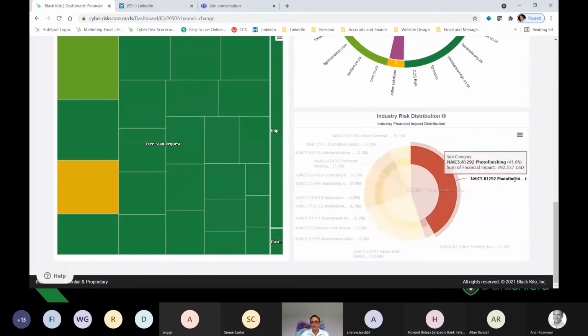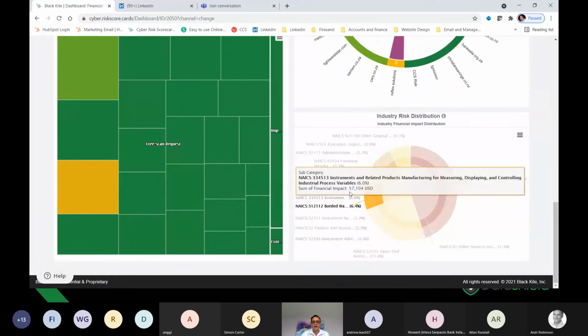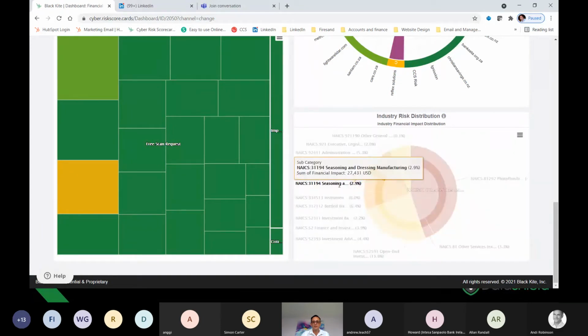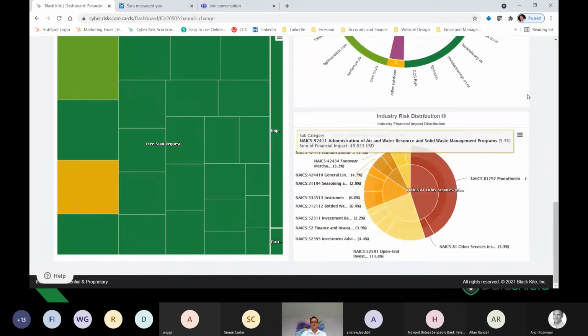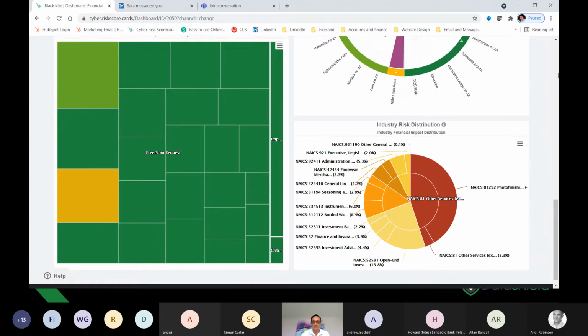So I've got photo finishing there, they take up quite a few, other services, instruments, seasoning and dressing manufacturer. So we've determined what vertical they're in. You can start to look at your risks from a financial point of view based on the industry that is actually there.